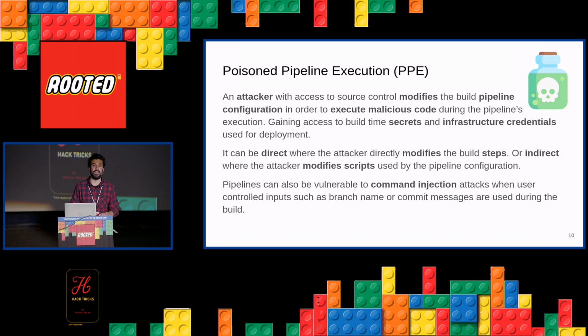Like, for example, if there was a makefile, and the pipeline is calling make build, you could change the makefile so that when the build command is run, it could do whatever the attacker wants, like exfiltrate some credentials. And another thing to keep in mind is that these pipelines could be vulnerable to command injection. This is any user-controlled input, which could be a branch name, a commit message, anything like that, could be used to exploit a vulnerability in the pipeline if those variables are used incorrectly with no validation and no filtering.